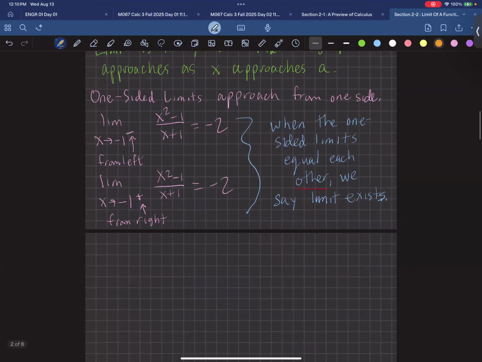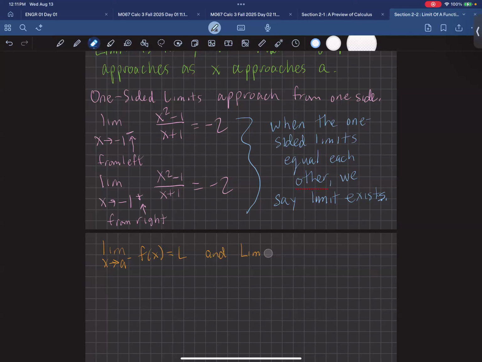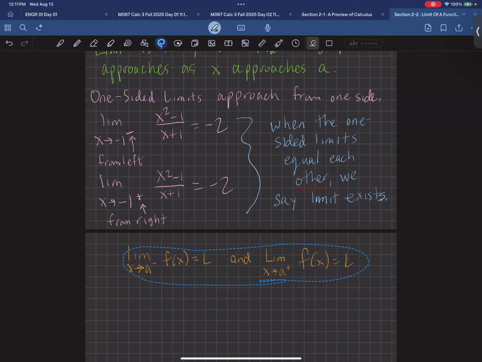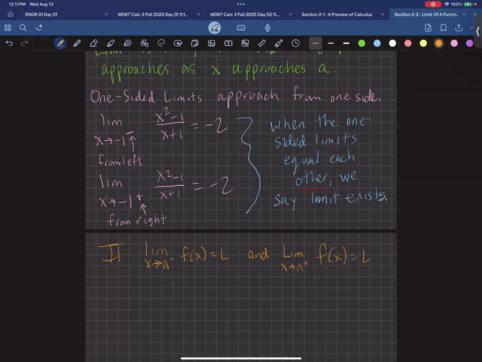I'm going to be a little bit more specific here. If the limit as x approaches a from the negative side of f of x equals L, and the limit as x approaches a from the right of f of x equals L, if these are true, then the limit as x approaches a in general, not from left or right, equals L also.